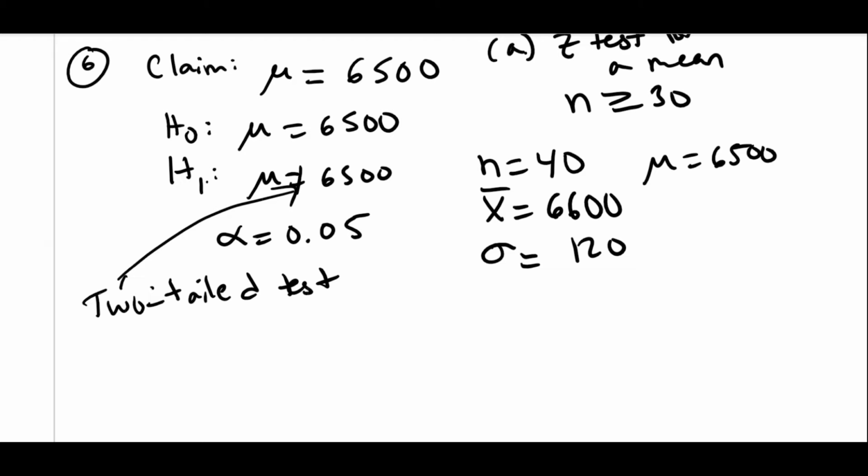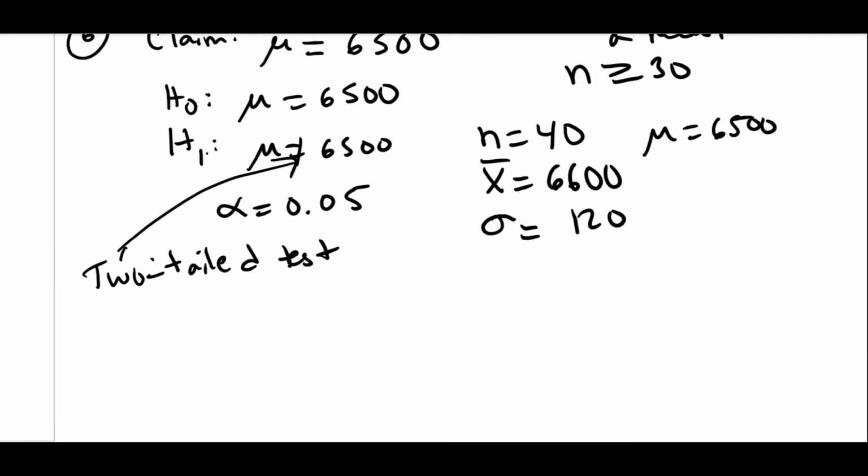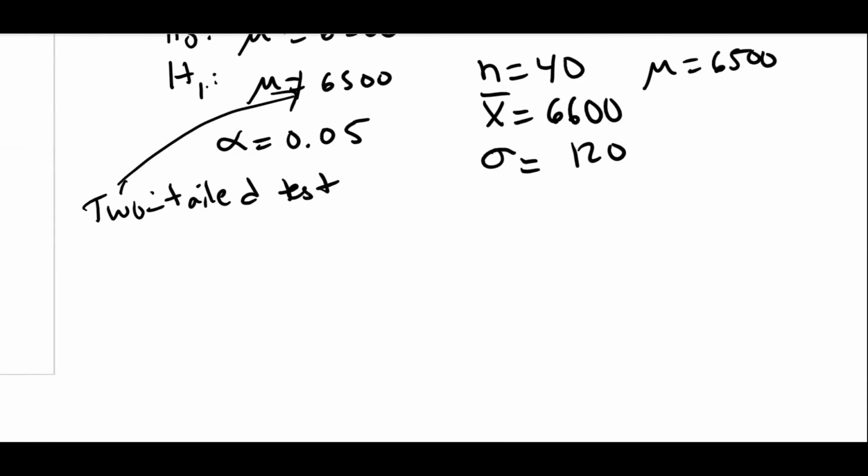All right, so we're going to have to draw that curve eventually. We'll do that in a little bit. Now, let's go ahead and do the p-value method. Or let's calculate the test statistic first. So let's calculate the test statistic, which we're going to call z-test.